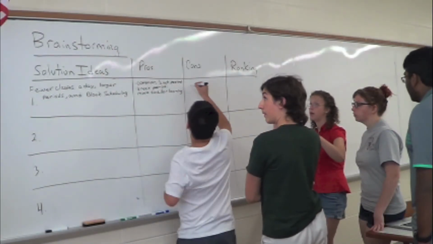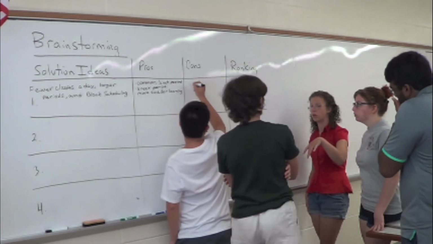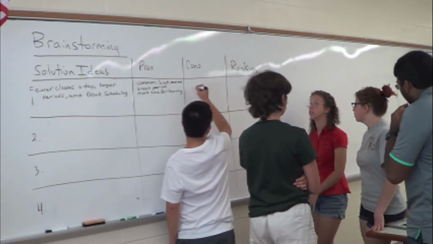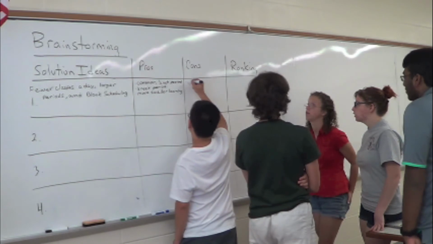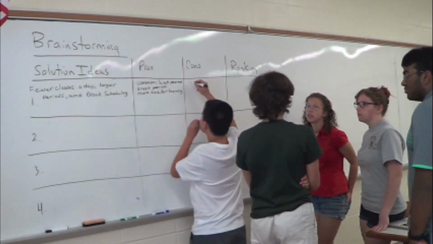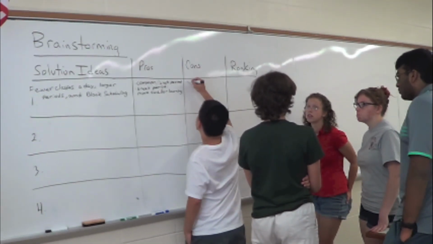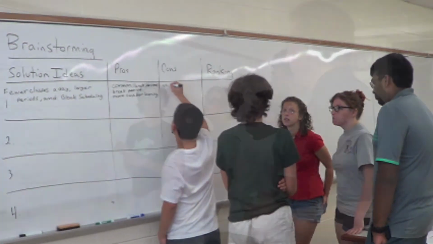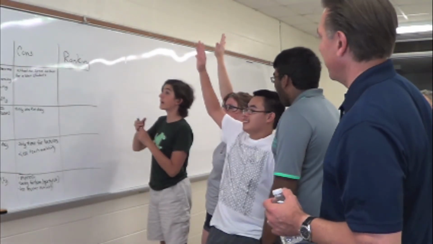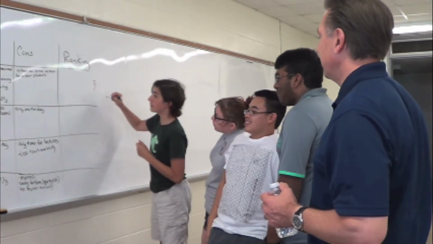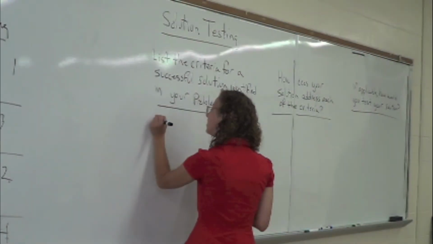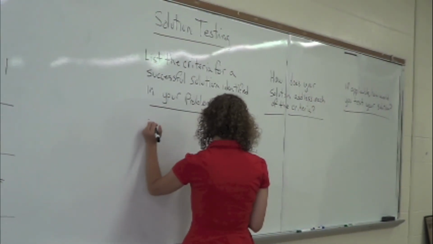When the students have completed their independent research, they meet again to brainstorm possible solutions to the problem. Pros and cons are discussed and recorded, and the solutions are ranked by the team. Show of hands. Okay, three, that's three for idea 1. That was a good one. Who likes idea 2? The final whiteboard is solution testing.